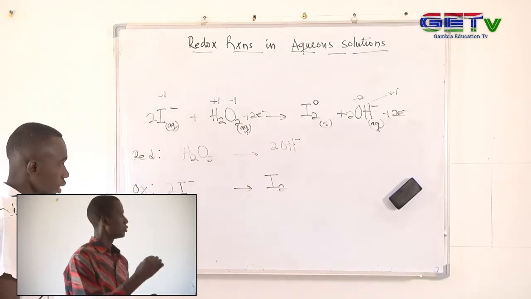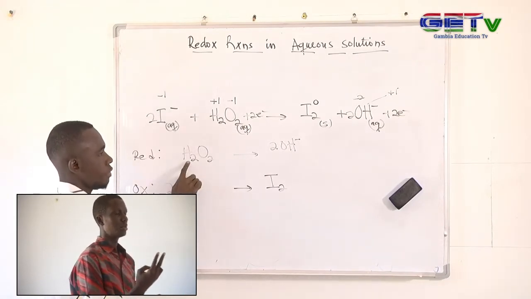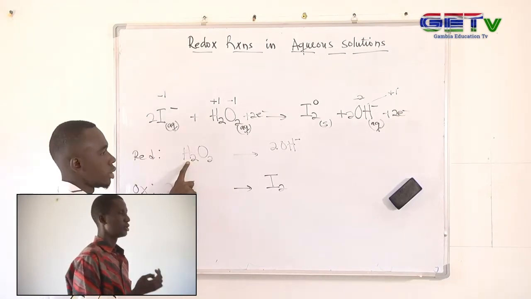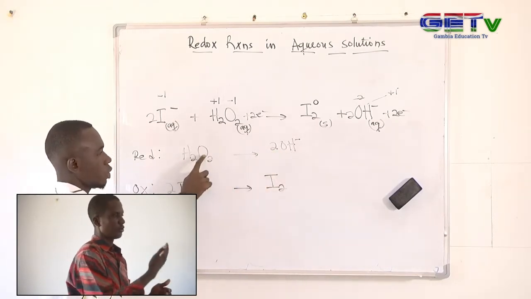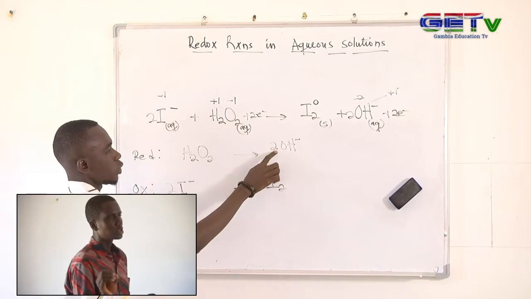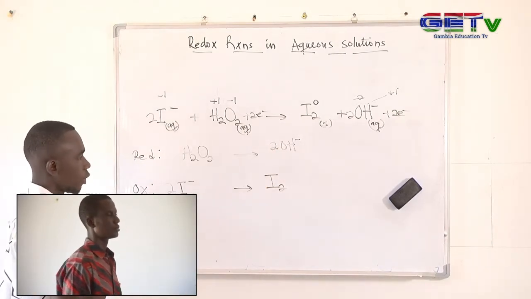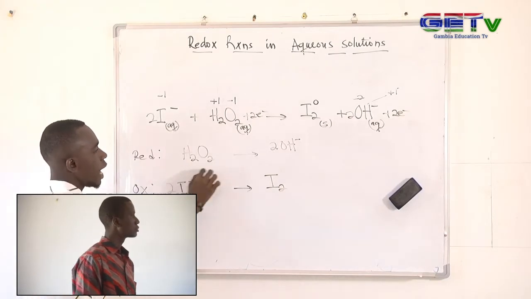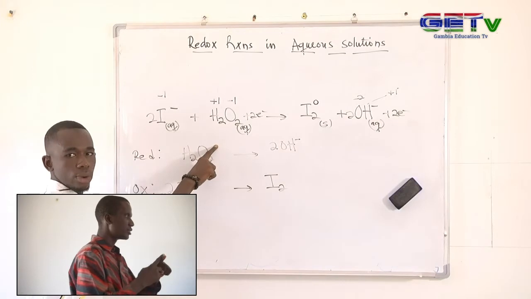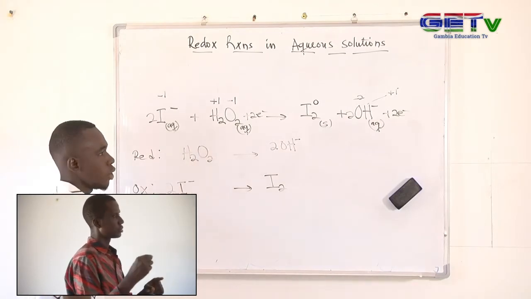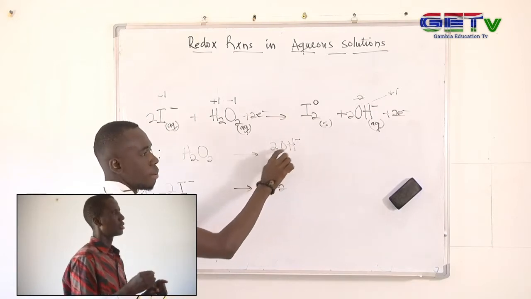Now, if you look at this reaction, you will have 2 atoms of hydrogen on this side, and 2 atoms of hydrogen on this side. You will have 2 atoms of oxygen, and here also you have 2 atoms of oxygen. Now, the total charge on this side, of this molecule, is 0, because it is neutral, while the total charge on this side is minus 2.